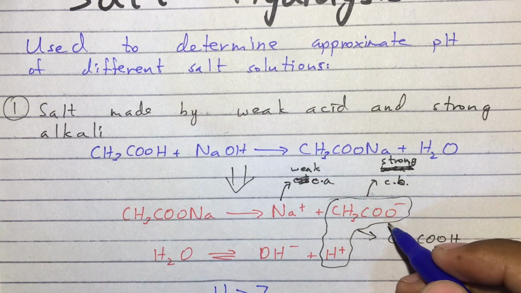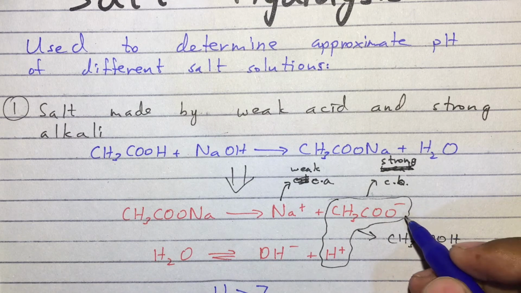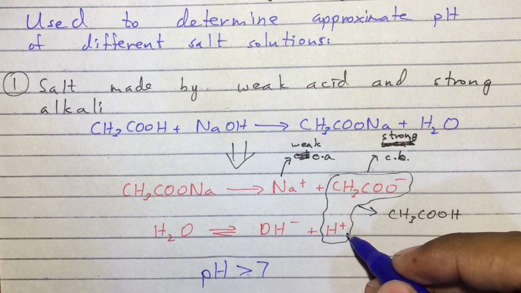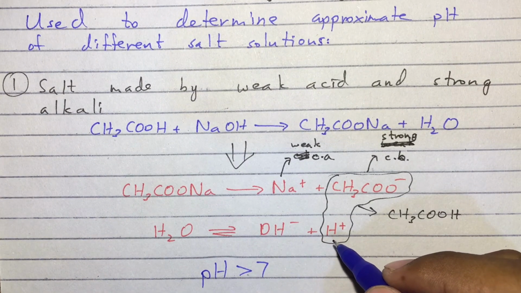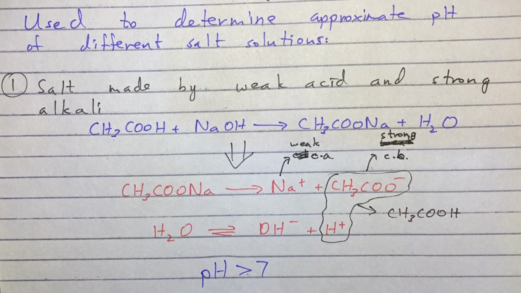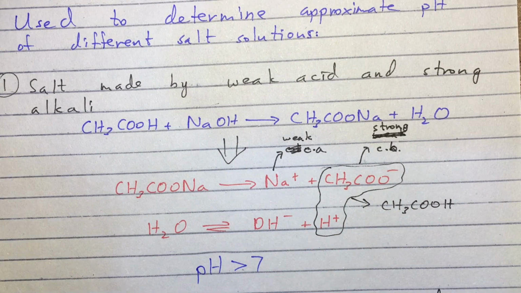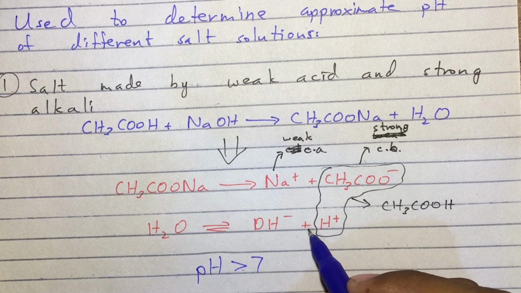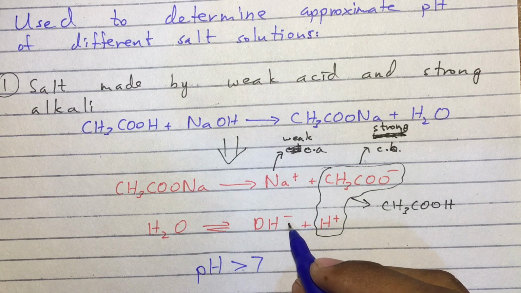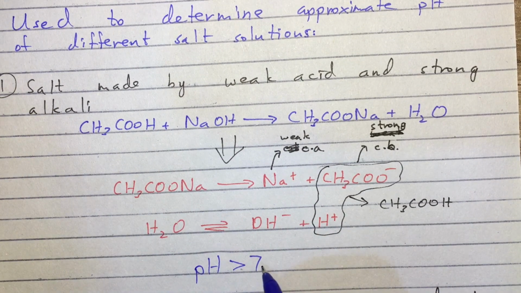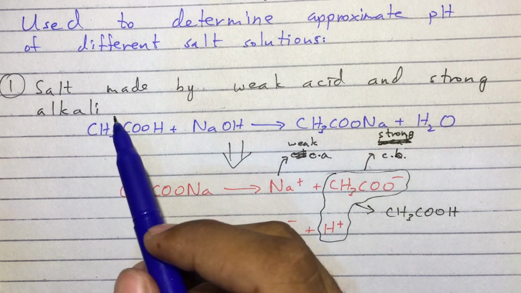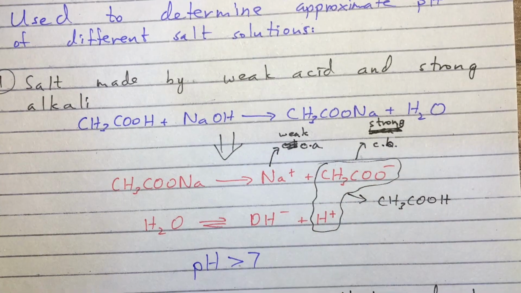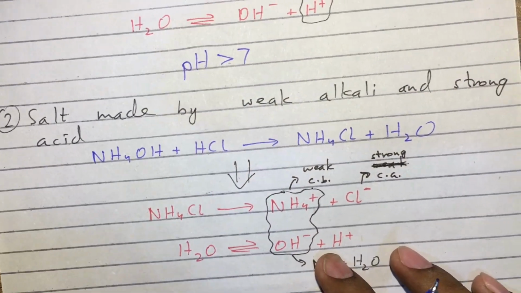Now because CH3COO- is a strong conjugate base, it can accept protons easily, so that's why it will react with hydrogen ions. As it reacts with hydrogen ions, the concentration of hydrogen ions decreases and the equilibrium of this reaction shifts towards the right hand side. So more hydroxide ions are formed, which is why the pH increases and it is greater than 7. So that's why a salt made by a weak acid and a strong alkali will always have a pH greater than 7.